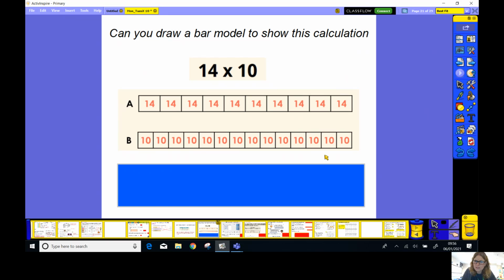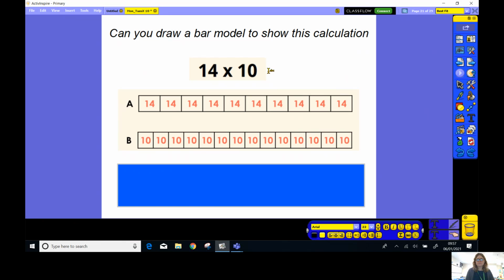Why don't you pause the video now and work out what 14 times 10 would be? Right, well done. 14 times 10 would obviously equal 140. I know this because 10 times 10 equals 100 and 4 times 10 equals 40. And when I add those two together, the answer is 140.